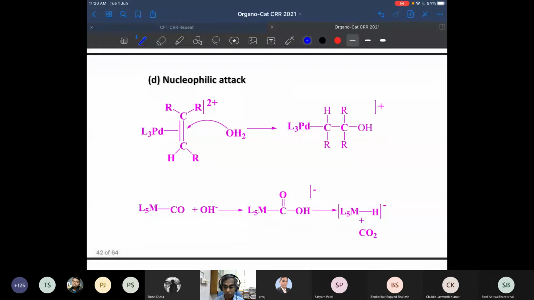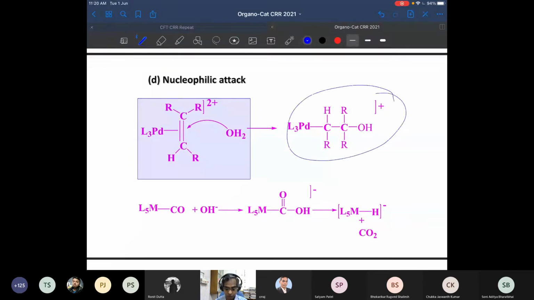Nucleophilic attack. I will give you some time at the end of the class. You can ask questions if you are not able to follow. Another step is the nucleophilic attack. If you have a pi complex like this, what I have shown here, a water molecule can go and attack. This is a very conventional reaction. It's not necessary that all homogeneous catalytic reactions will have this nucleophilic attack. So you will get another product, and so it goes on.